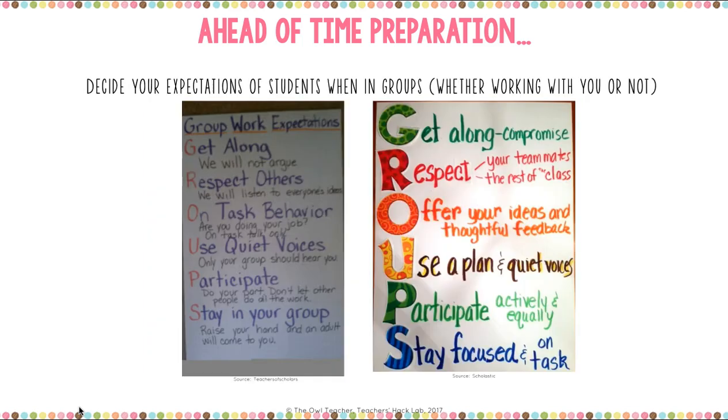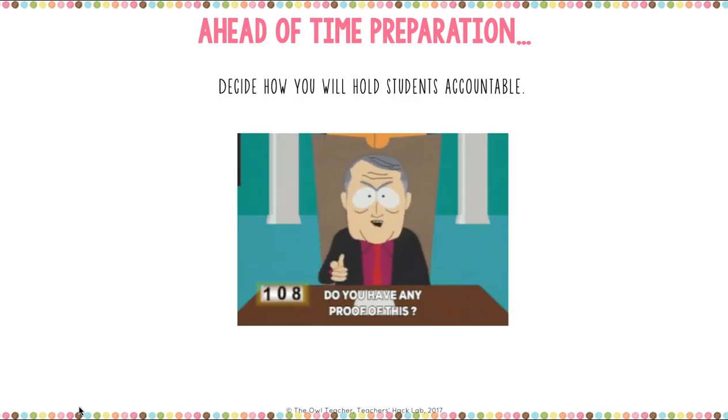You will also need to decide your expectations of when students are in groups, whether they're working with you or not. So here are two posters for an example, both basically saying the same thing of posted expectations. You'll also want to give expectations of getting materials that they need when they're in groups, expectations for completing the work or when they're done with the work, expectations for what to do when they need help, expectations for transitions, and then the expectations for, of course, their behavior and their voice levels. Now you have to decide how you're going to hold students accountable.